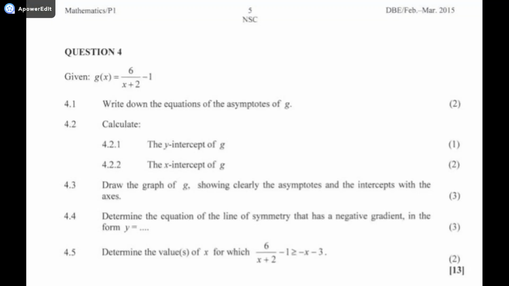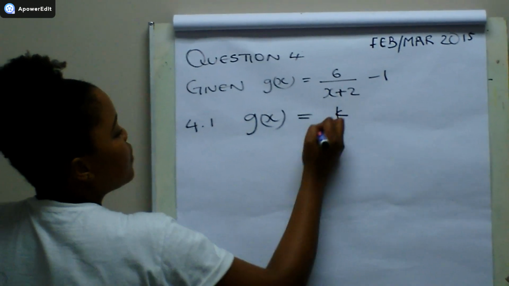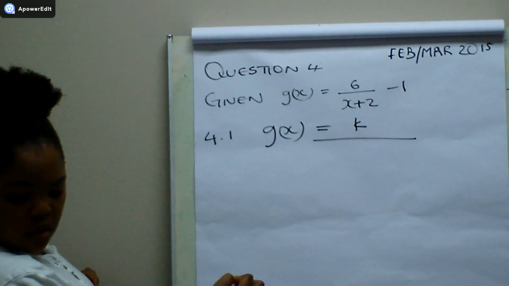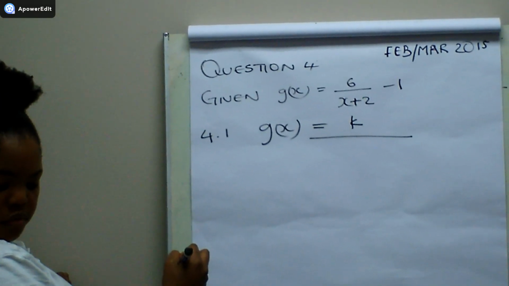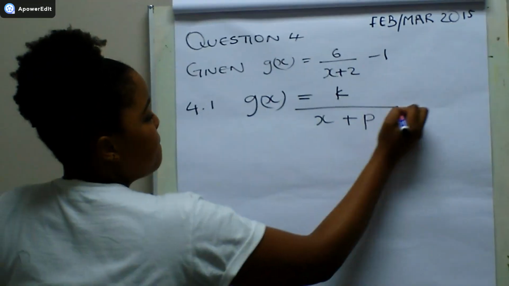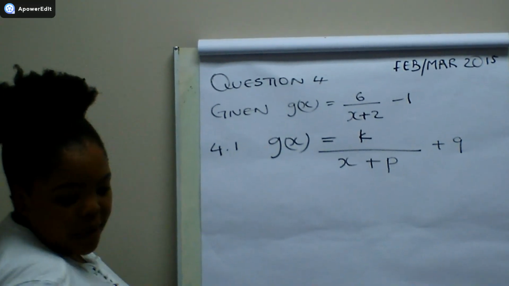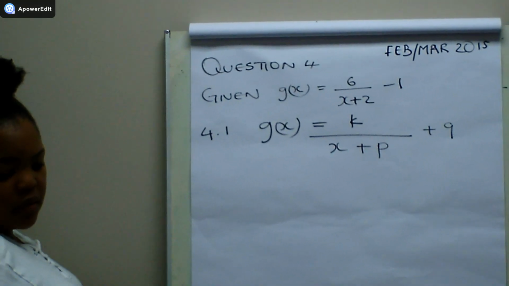So this question paper was extracted from the February-March 2016 paper, and we are still doing functions just to give you guys more options and a little more to practice on, because that's key. You need to practice. So here we're given the equation g of x is equal to 6 over x plus 2 minus 1.